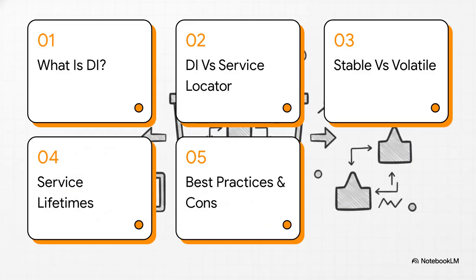Here's our roadmap for this explainer. First, what is dependency injection? Second, DI versus the service locator. Third, stable versus volatile dependencies. Fourth, understanding service lifetimes. And finally, best practices and drawbacks.